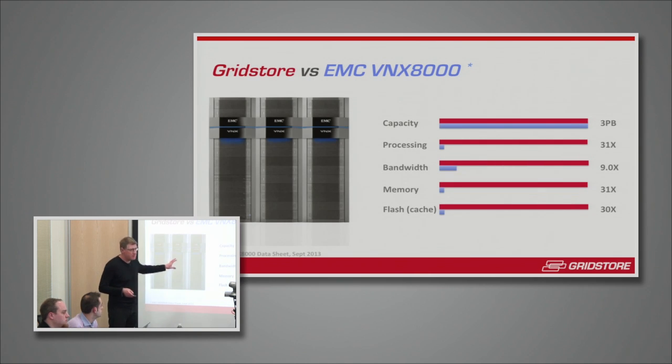You compare that to the latest EMC VNX that just came out, which, if this was filled to its largest capacity, would give you 3 petabytes, right? That's the amount of processing that we would have relative to it, 31x, and the amount of bandwidth into it, memory and flash, right?